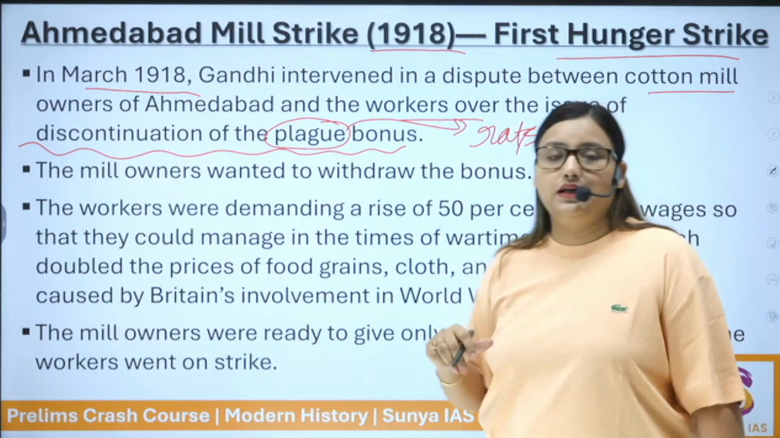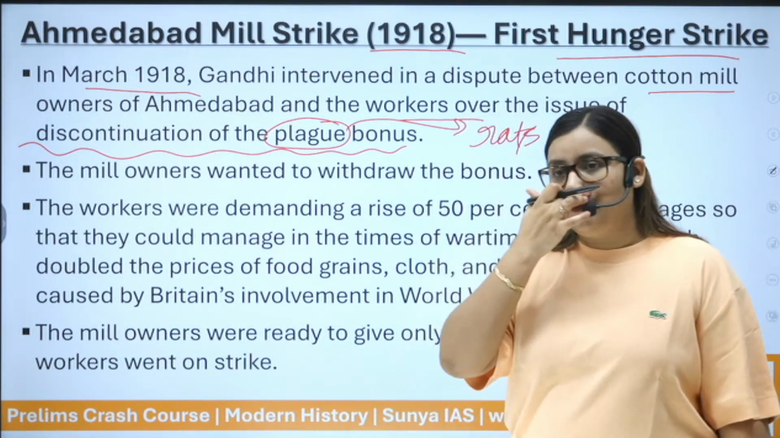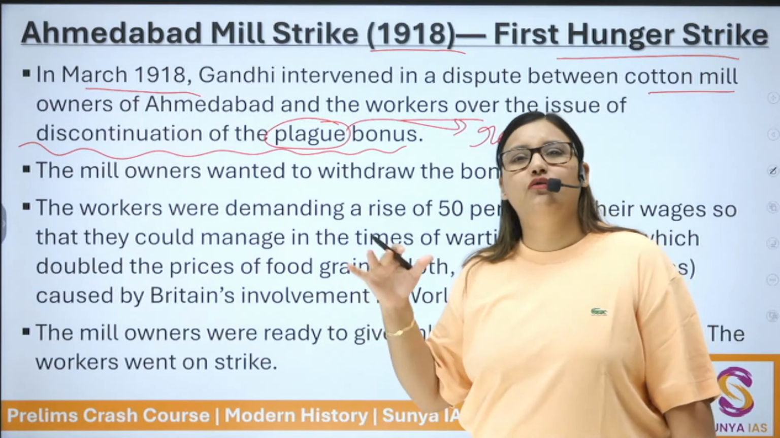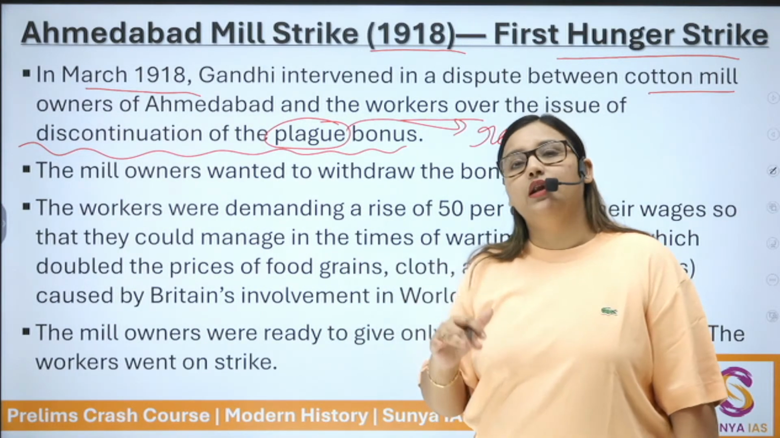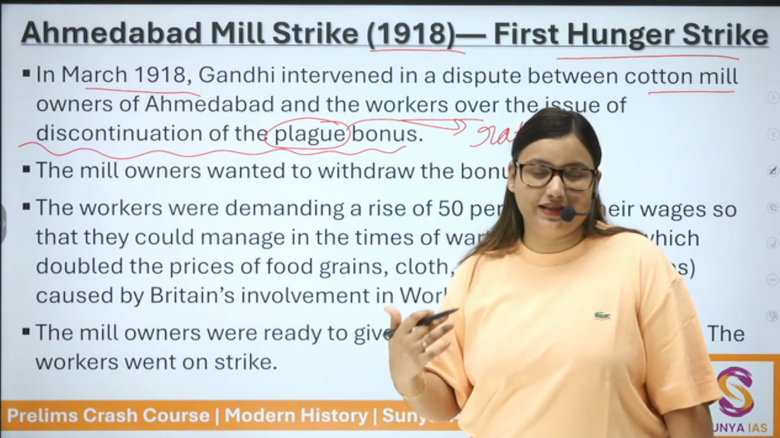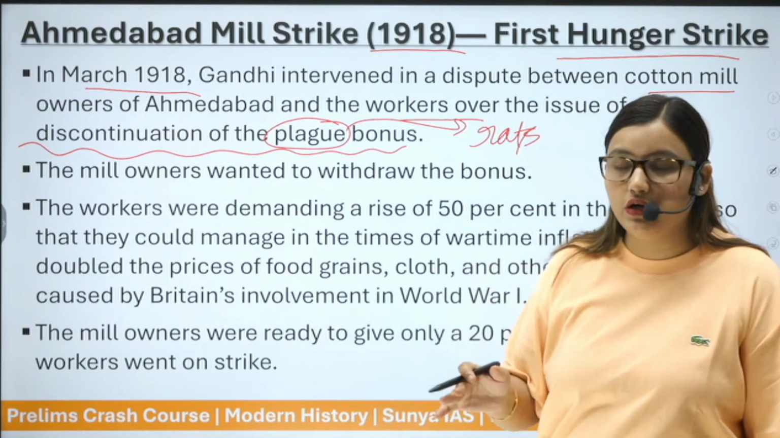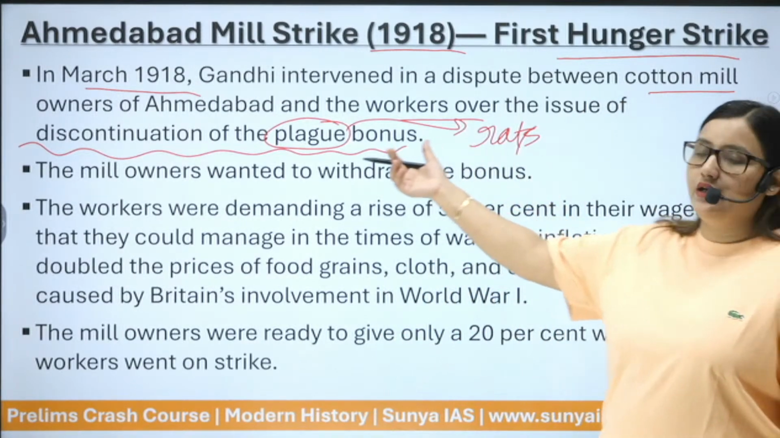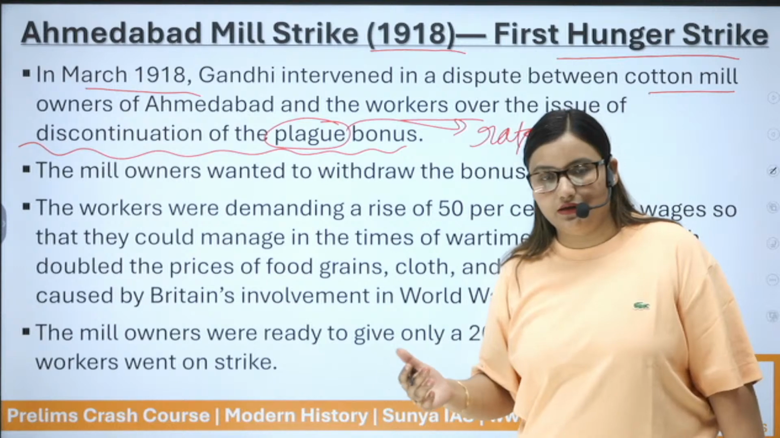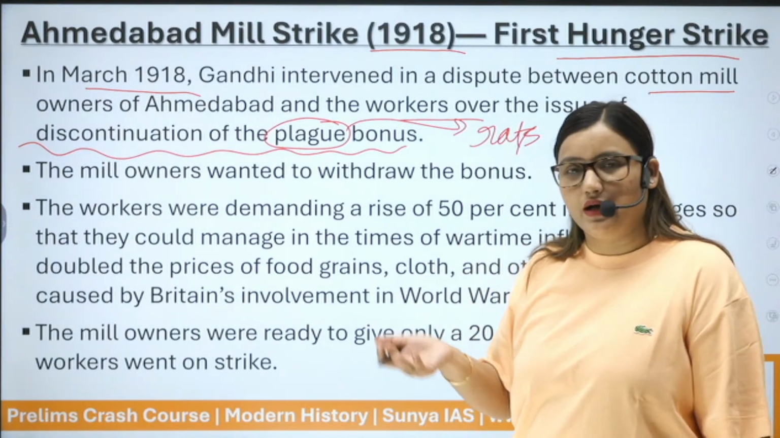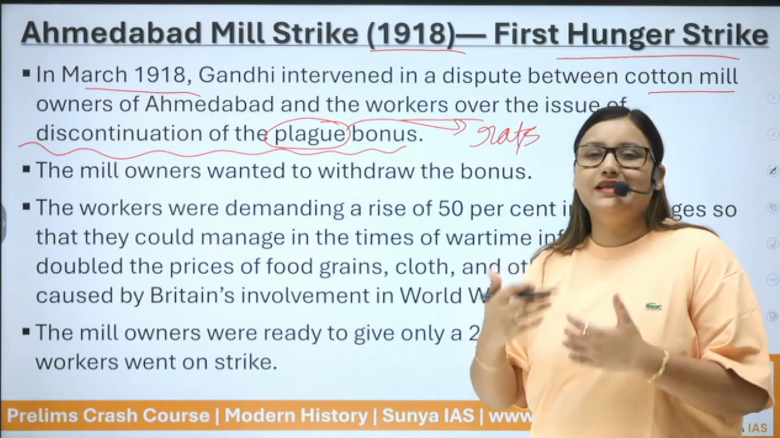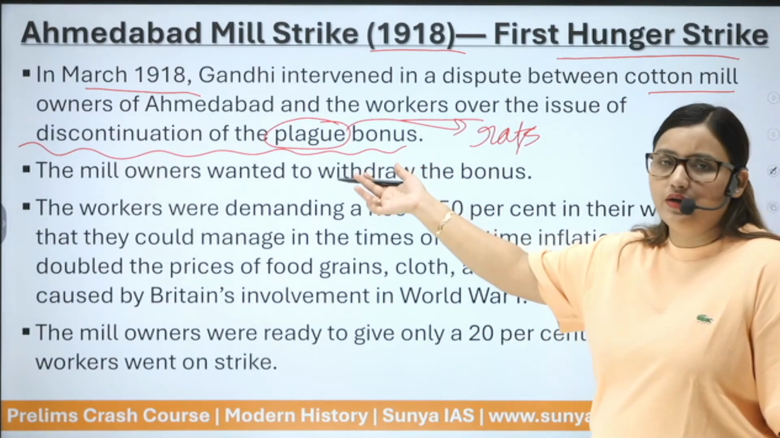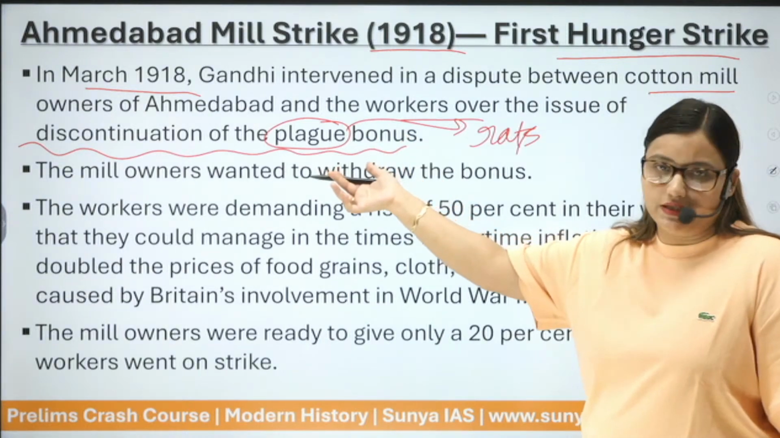Okay, so basically plague was there at that time. Plague was getting spread everywhere. So because of the plague, a lot of work got disrupted. So mill workers got a bonus if they could come to the factory and work, and it was known as the plague bonus. But it was discontinued by the owners later, saying now there is no need to continue because the disease is now in control. And when it got in control, the bonus was discontinued.